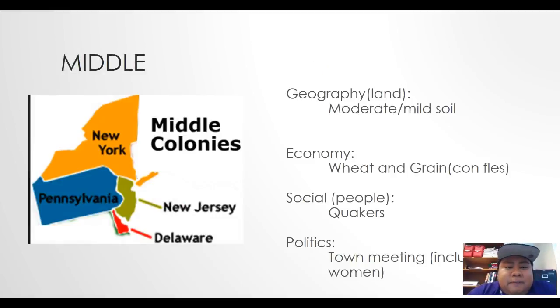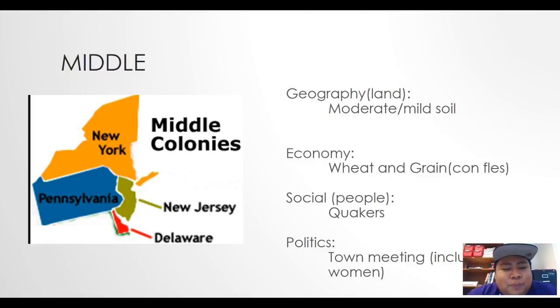We got the middle colonies. The middle colonies are specifically, think about it, in the middle. Think about their land. Think of the middle as everything always being in the middle. Their land is in the middle. It's not so great, it's not so bad. It's in the middle. It's moderate. Their climate is the same, so they can grow some things, but not a lot. The one thing they grow is wheat and grain, or like I said, cornflakes.